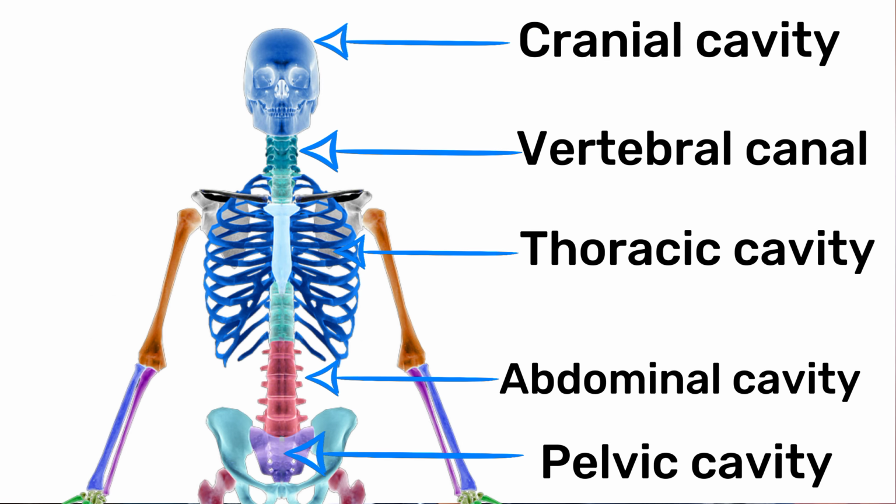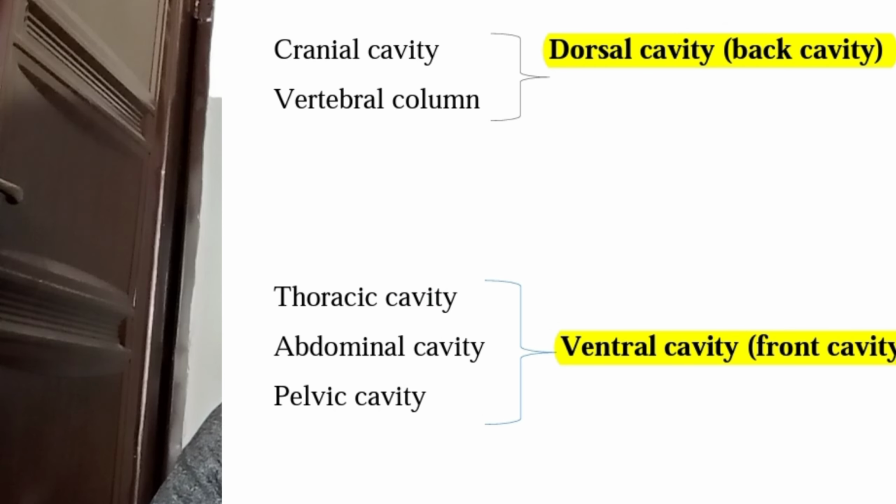Now, the human body has several cavities, but we are just going to discuss five major ones. So these five major ones are the cranial cavity, the vertebral canal, the thoracic cavity, the abdominal cavity, and the pelvic cavity. Now, these cavities can even be reduced into two. The cranial cavity and vertebral canal are more towards the back, so they form the dorsal cavity, while the thoracic cavity, abdominal cavity, and pelvic cavity are more towards the front, so they form the ventral cavity. So briefly, I'm going to tell you what forms these body cavities, the locations of these body cavities, and the content of these body cavities.